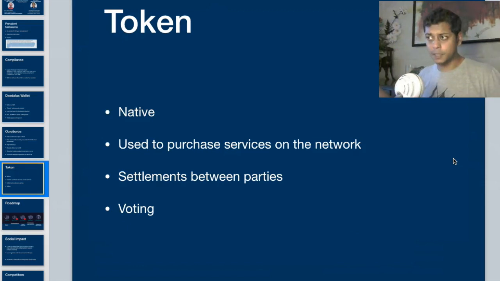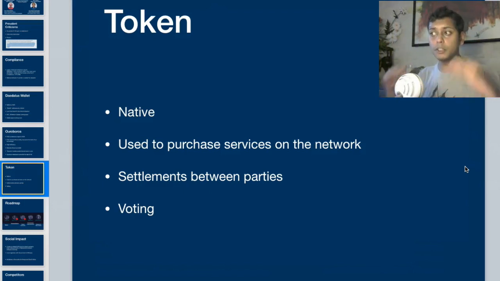And as expected, it is native to this blockchain, and like most tokens in this space, it will be used to purchase services on the network as well as serve as settlements between parties. In the future, when staking gets live, there will be a voting system, and of course, holders of ADA will get votes proportional to their holdings of ADA. This is a utility, not a security, as suggested by its use to purchase services on this network.